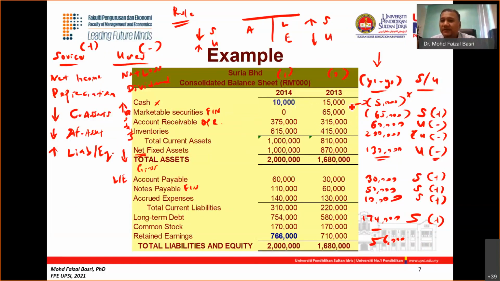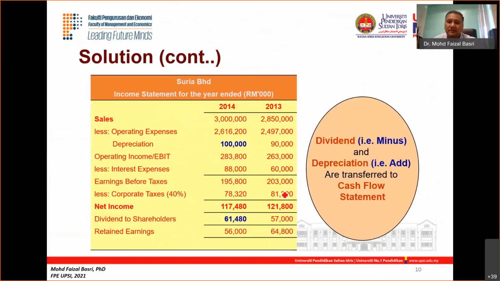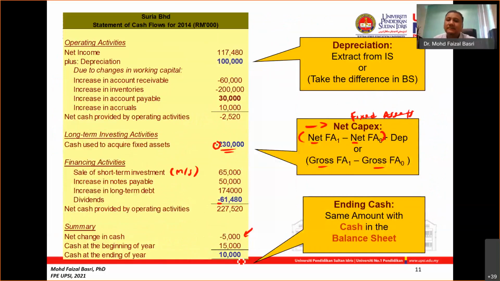Okay, because three pieces of information you can calculate earlier. So the net cash will be a negative 5,000. Beginning 15,000. So that means at the end of the year, they reduce by 5,000 ringgit. The company will have 10,000 cash left. So that's why the cash at the ending is 10,000 ringgit. And this is our cash flow statement.